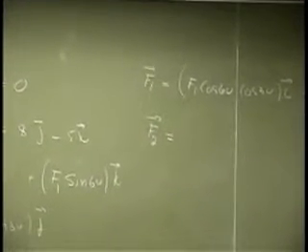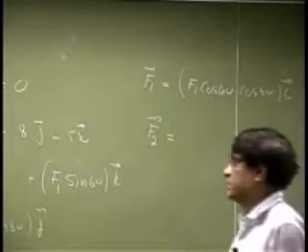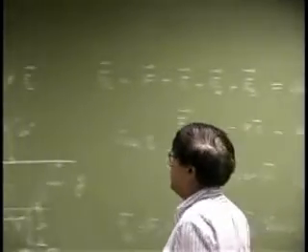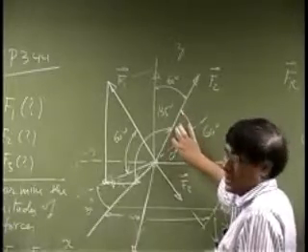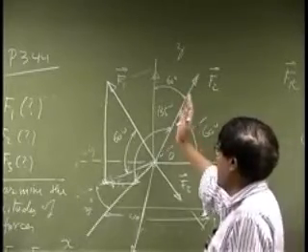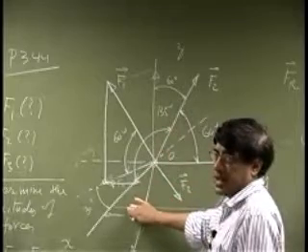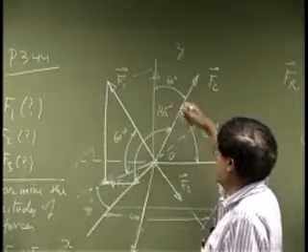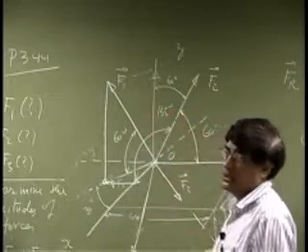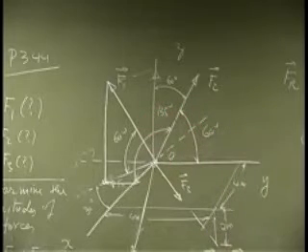In the case of force F2, it's a lot simpler because what you have here is three angles. You have the angle between the force and the x-axis, then the angle between the force and the y-axis, and the angle between the force and the z-axis. So you know three angles, which are direction angles.